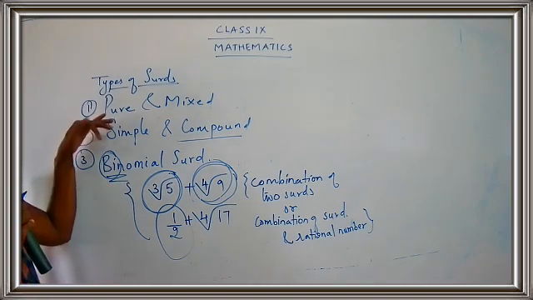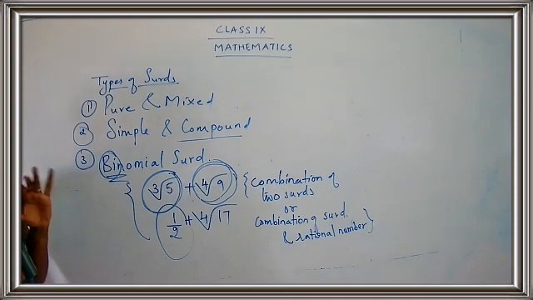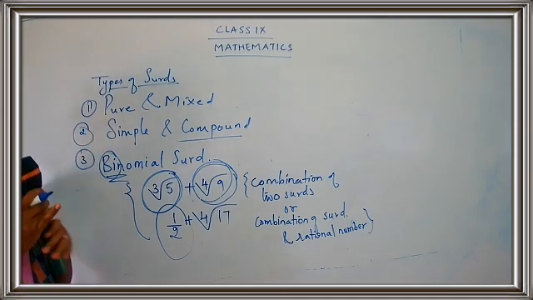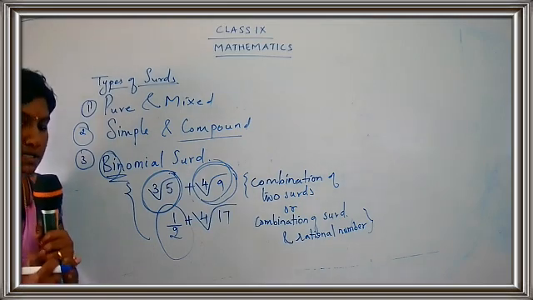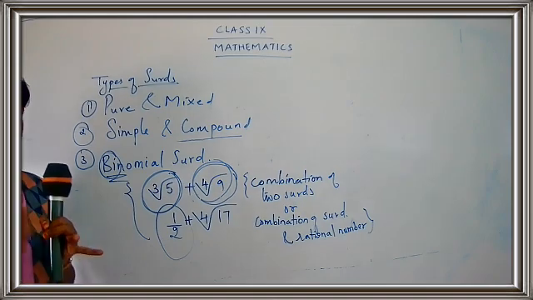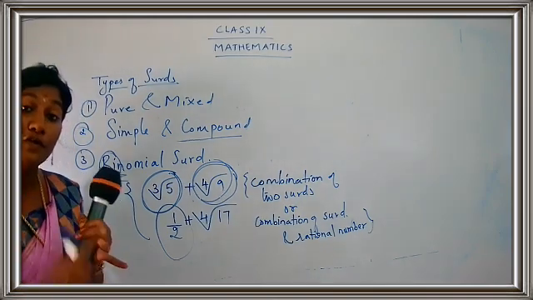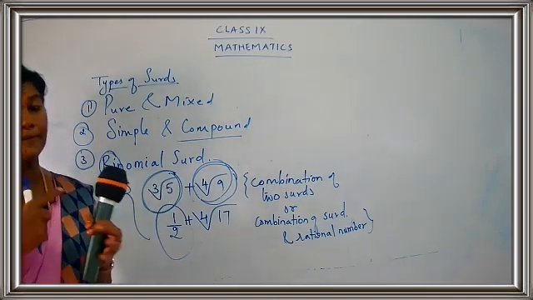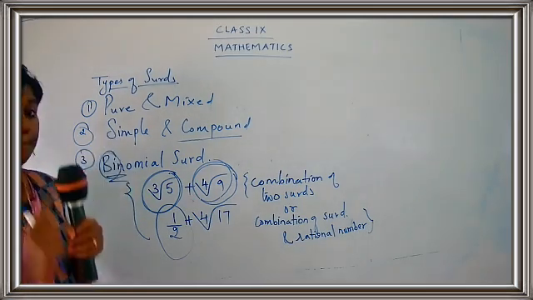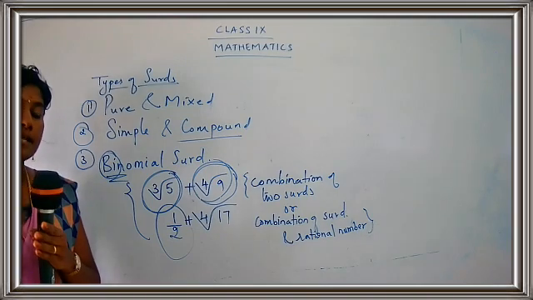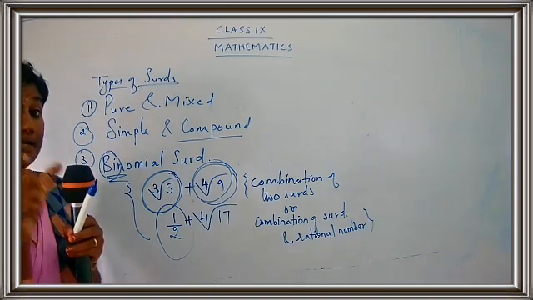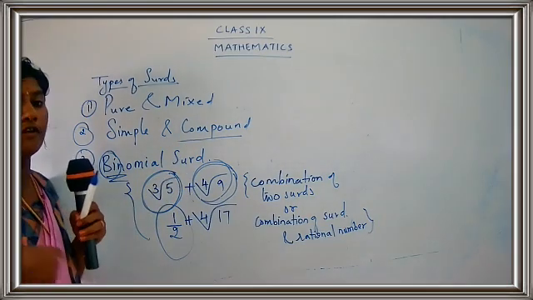Clear? So what was the thing that we have seen? Under the types of surds, the first one was pure and mixed. A surd is said to be a pure surd if the coefficient is 1. What is a mixed surd? A surd is said to be a mixed surd if the coefficient is other than 1. It can be 2, 3, 4, any number, but it should not be 1. What is a simple surd? A surd is said to be simple if it contains only one term, a single term.